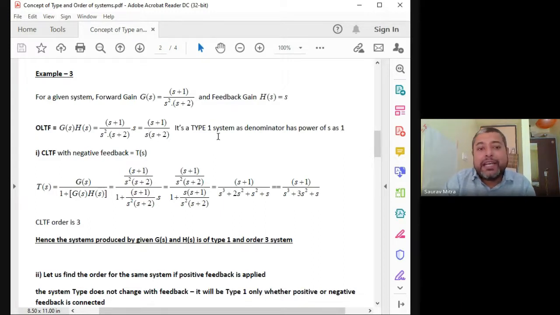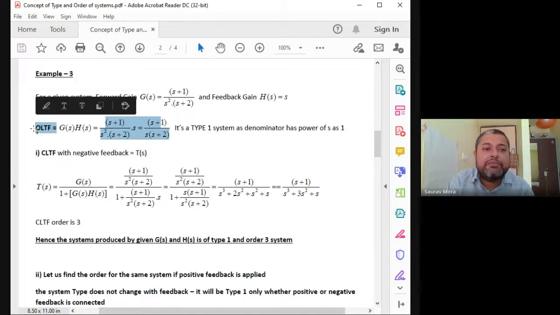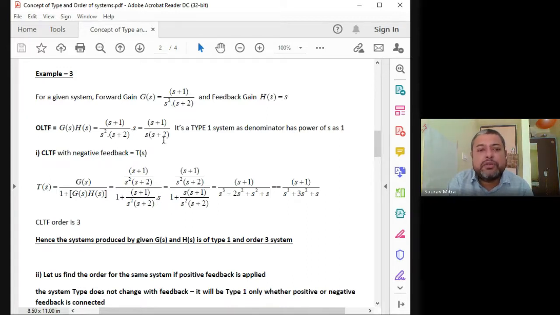Now, what is the type of the system? So after you multiply GS and HS, check in the denominator how many S are there. So here there is only one S. Had it been S square, it would have had a type of 2. But in this case, in GSHS, very important concept: type we find from GSHS, that is the open loop transfer function. Here we are finding S into S plus 2. So in this case, S raised to 1. That means this is a type 1 system because the denominator is having only one pole at the origin.